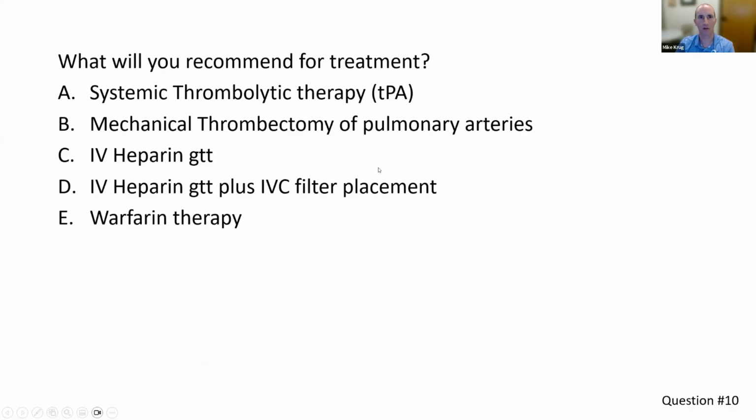A, systemic thrombolytic therapy with TPA. B, mechanical thrombectomy of the pulmonary arteries through IR. C, an IV heparin drip. D, an IV heparin drip plus an IVC filter placed. Or E, warfarin therapy.